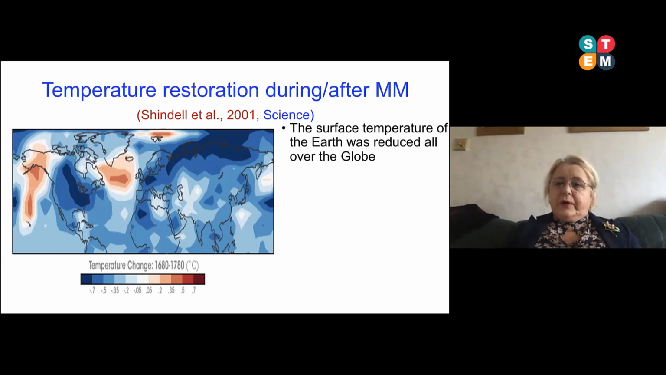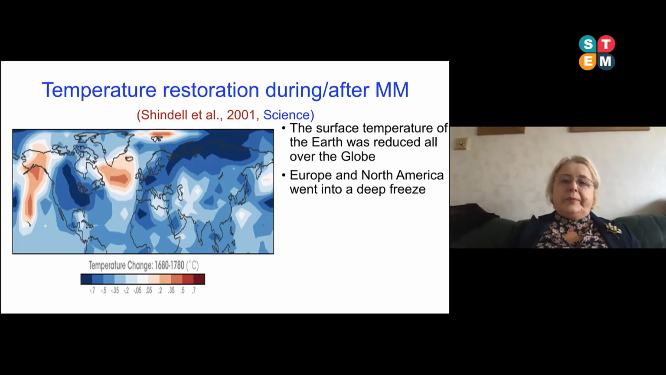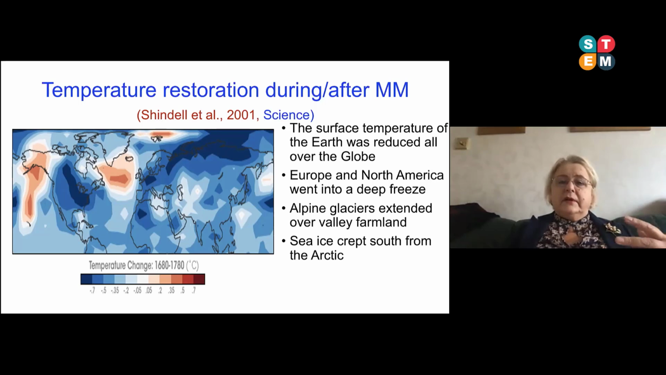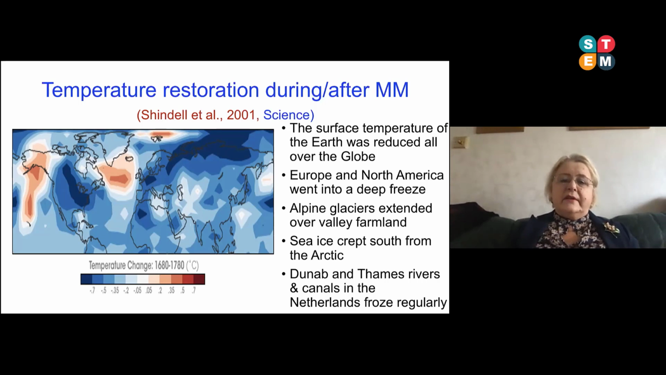Shindell et al. in 2001 published the result showing the temperature during Maunder minimum for the whole Earth, because the previous results were only for Northern Europe. And here, the whole Earth, and you see that the temperature reduction was of course mostly in Europe and the Northern Hemisphere, but it was affecting all the other parts of the planet. The surface temperature of Earth was reduced all over the globe. Europe and North America went into deep freeze. Alpine glaciers expanded over valley farmland. Ice started creeping south from the Arctic, and the Danube and Thames rivers and canals in the Netherlands froze regularly.